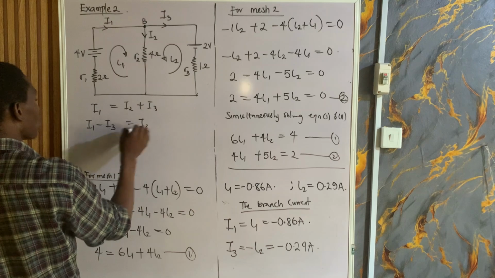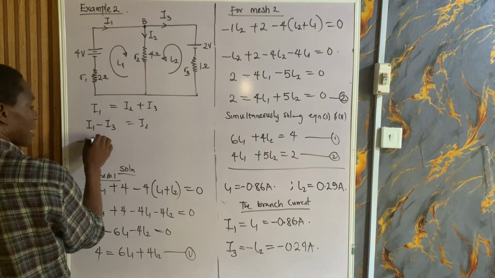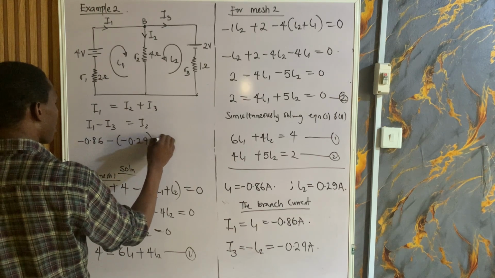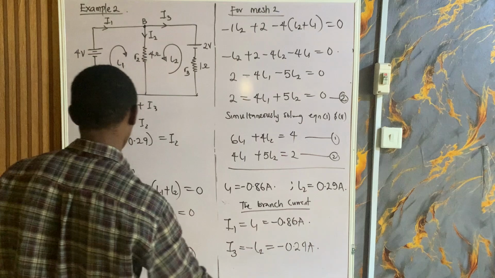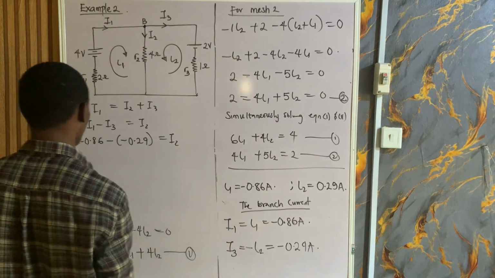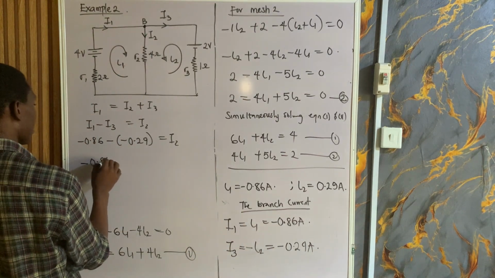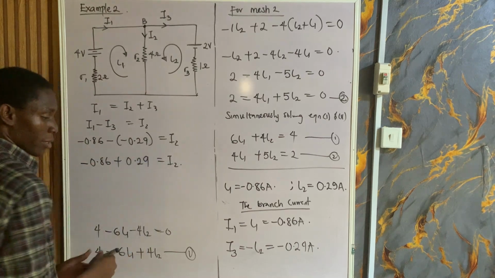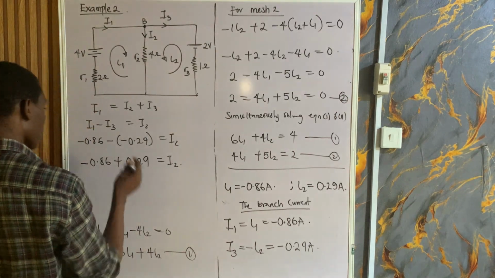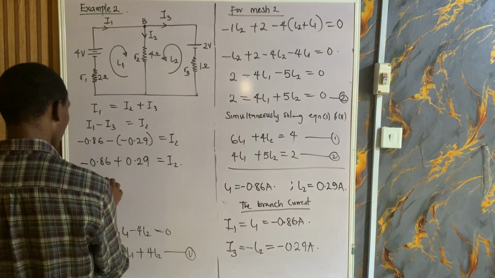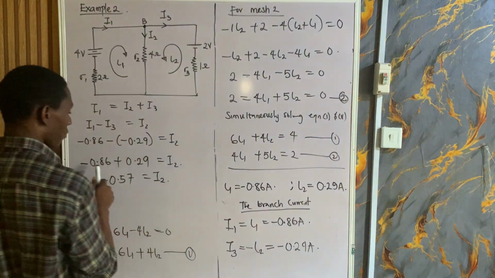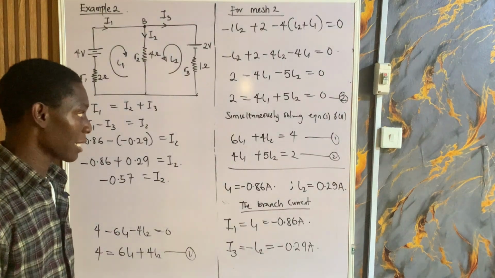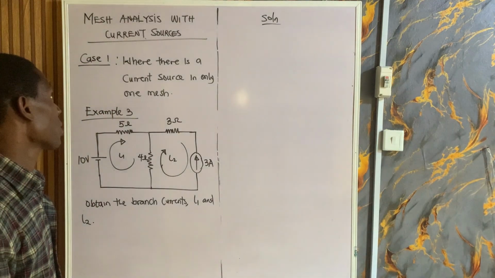That will be I2. So if you subtract minus 0.86 minus 0.29, you get your I2. So this will simply be minus 0.86 plus 0.29. That's our I2. If we sum this, we get our I2 to be equal to minus 0.57. So that's about that. Mesh analysis with current source.